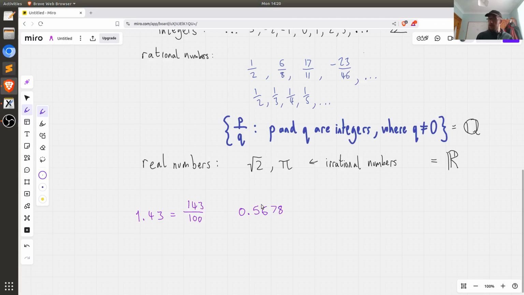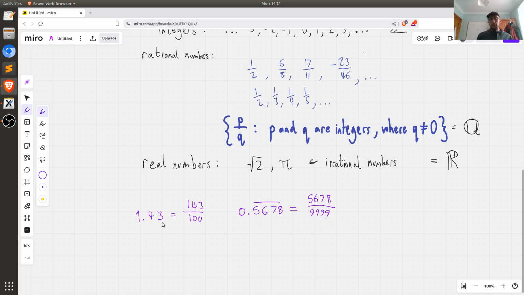0.5678 repeated over and over and over again? 0.5678, 5678, 5678, which we write like this. How would you handle that? Well, that's 5,678 divided by 9,999. And if you don't believe me, look on your calculator.